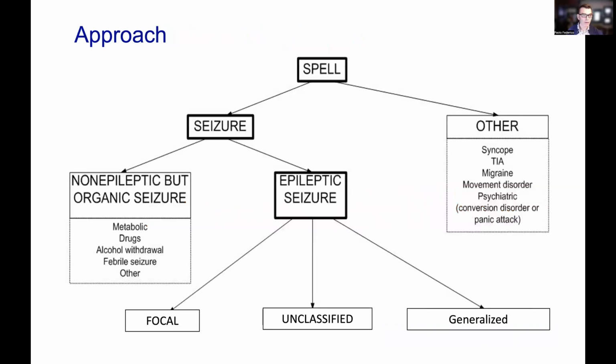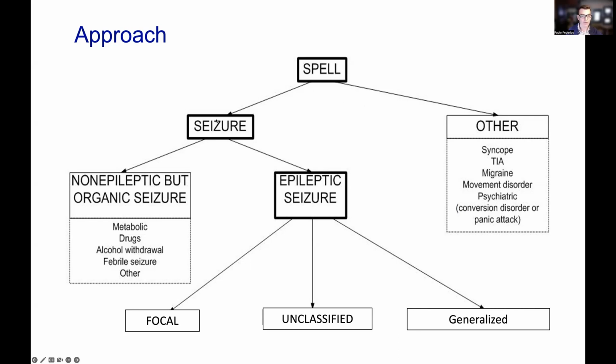Now, when we try and diagnose epilepsy in our clinic, the patient comes to us with recurrent spells. And recurrent spells may or may not be epileptic seizures. So the first thing we as clinicians have to do in the examining room is take a careful history and determine whether the spells are seizure mimics, such as syncope, transient ischemic attacks, migraine, movement disorders, amongst other diagnoses, or is it really a seizure?